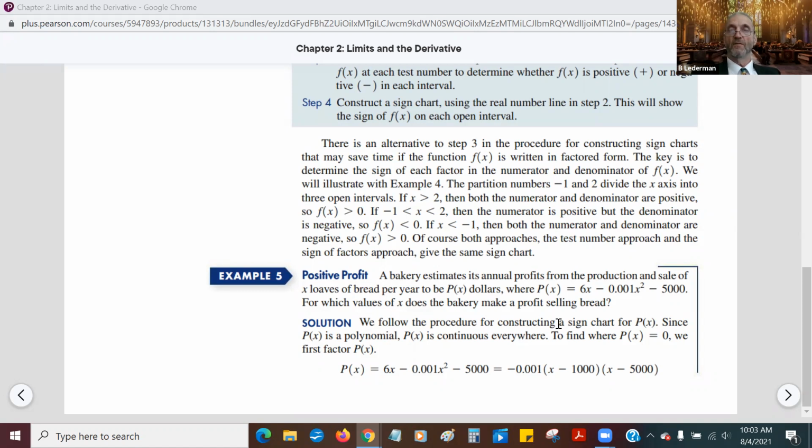Well, it's never undefined because it's a straight polynomial. So I just want to find out when this equals 0. I could factor out -0.001, just that constant, because that's the coefficient of x squared, which is the largest power. That allows me to factor, and my original function p of x is -0.001 times x minus 1,000 times x minus 5,000. So 1,000 and 5,000 are going to be the partition numbers.